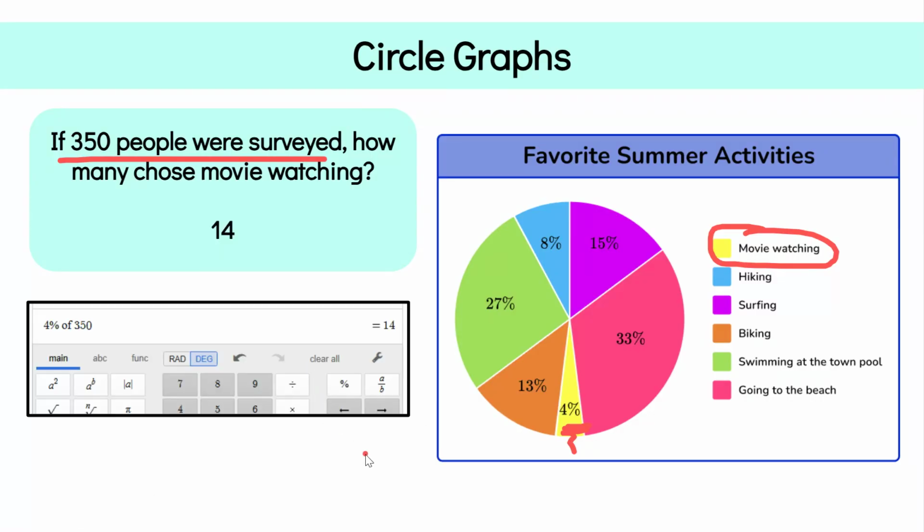And look how I typed it into Desmos. What is 4% of 350? 14. So 14 people out of the entire 350 chose movie watching. Which is pretty surprising if you ask me. I feel like a lot of people like watching movies.